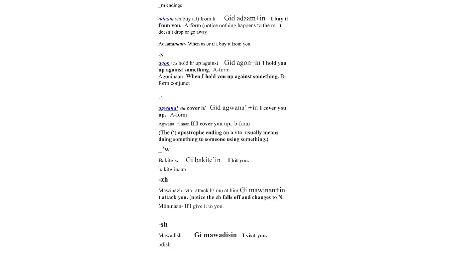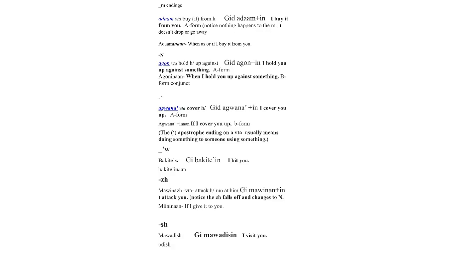Then we have the N endings. One example is agon, hold him up against something. So gidagonin, I hold you up against something. Agoninon would be B form, when I hold you up against something, or if I hold you up against something. Then we have the glottal endings. Aguana. Notice the little sound at the end. It means cover him. So gidaguana in, and there again nothing happens to that. It's just the gi plus in. And then also aguana inan, if I cover you up, or when I cover you up.